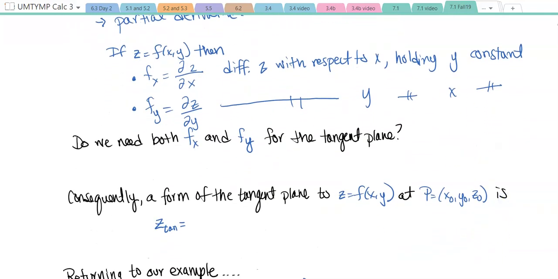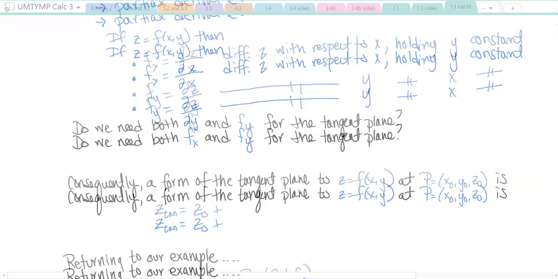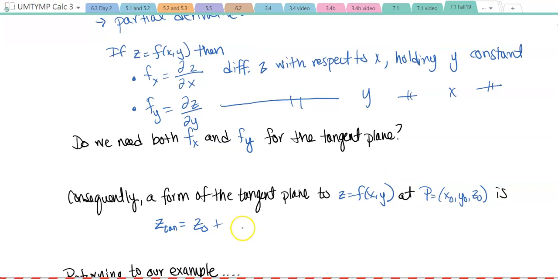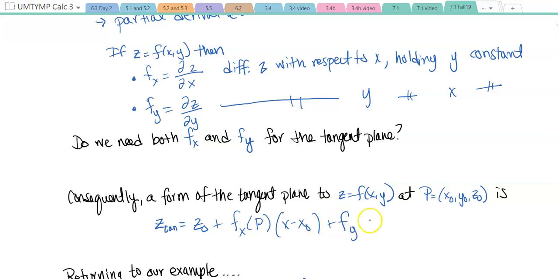So really the form of a tangent plane can be expressed as z naught, plus we are going to add to this f sub x evaluated at our point, and I'm going to be lazy and write p, so we evaluate it at the point, times x minus x naught, plus f sub y evaluated at point p, whatever that is, again, I'm being lazy, times y minus y naught.